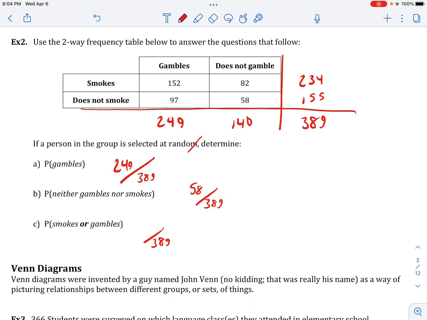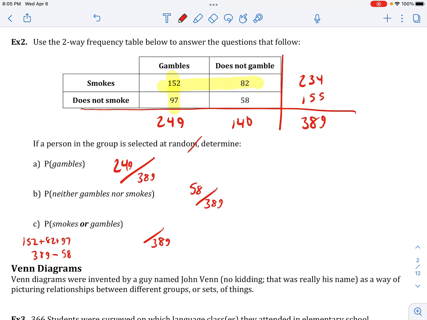The trickiest one is probably this last one, smokes or gambles. Smokes or gambles is all of the gamblers and all of the smokers. So I have to count up all of those boxes. One way to do that is just simply add those three boxes. So you could say this is 152 plus 82 plus 97. Another way to do this is 389 minus 58. That's the only group that's not in that group.